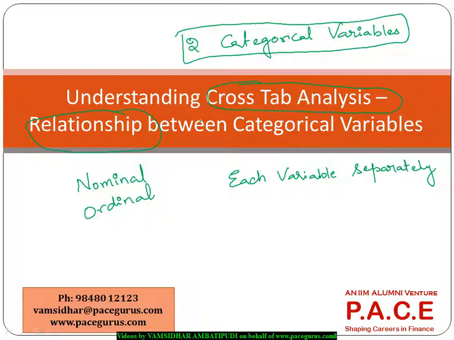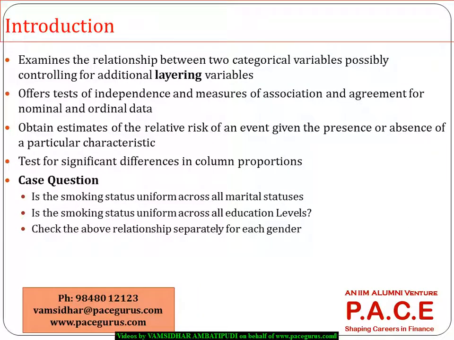So how do we go about that? Just to give a quick summary before we implement that relationship in SPSS, the major business requirement or scenario which we would be looking at while doing a cross tab analysis is the relationship between two categorical variables, and if possible we'll do a layering by additional variables also. What does that mean?